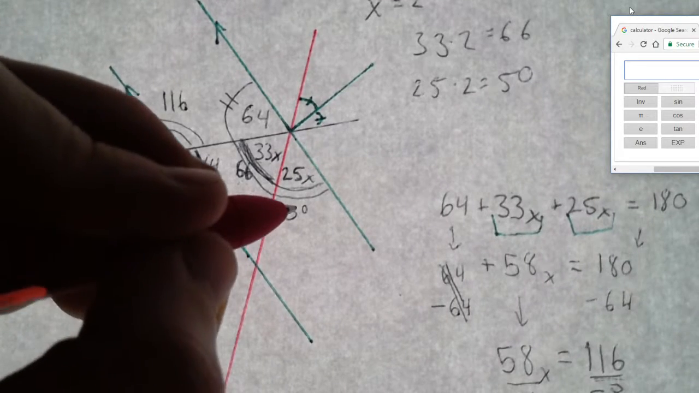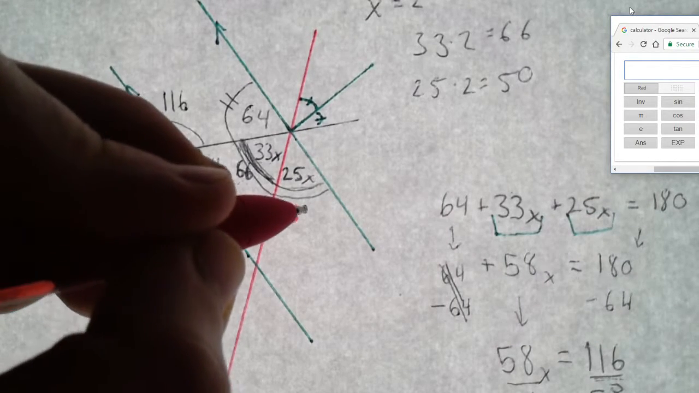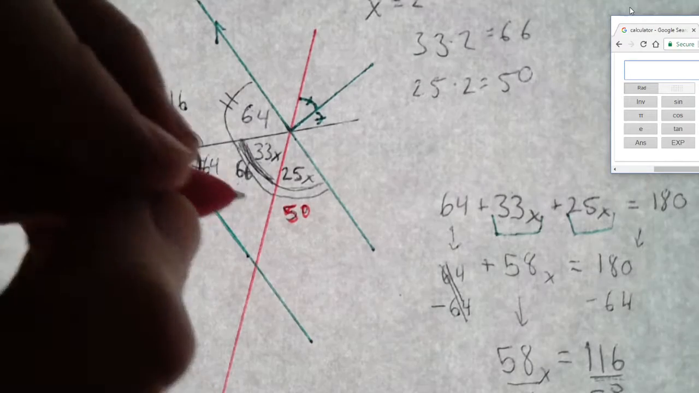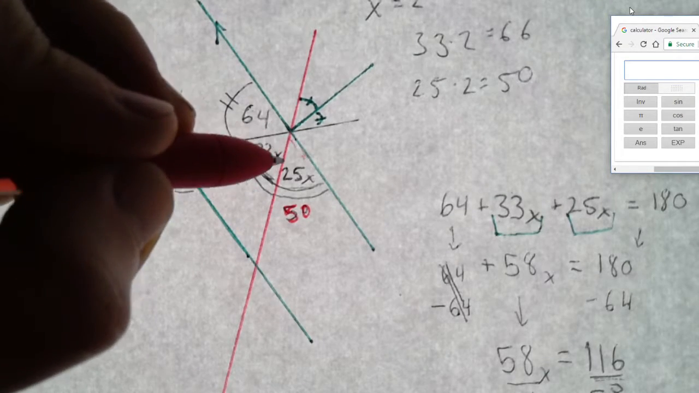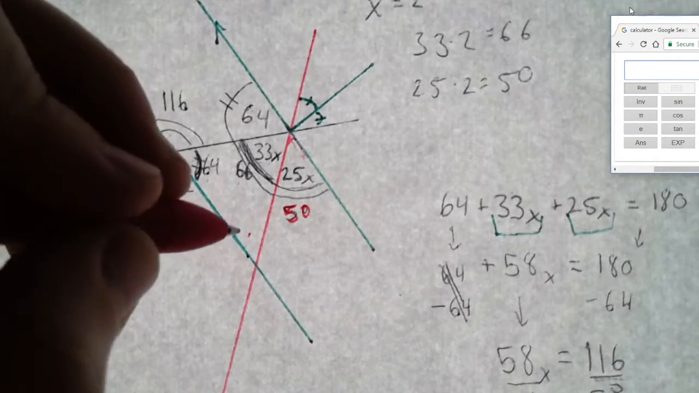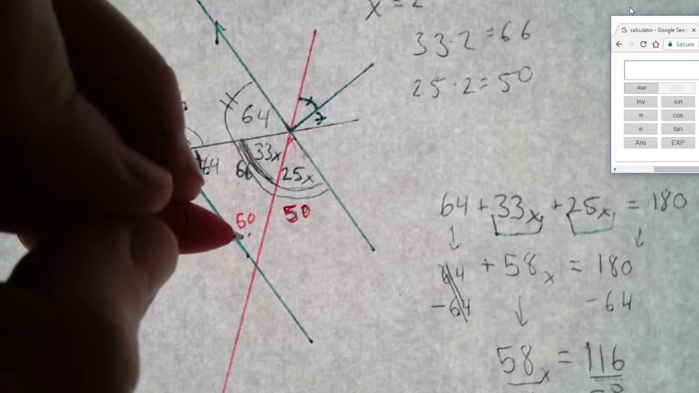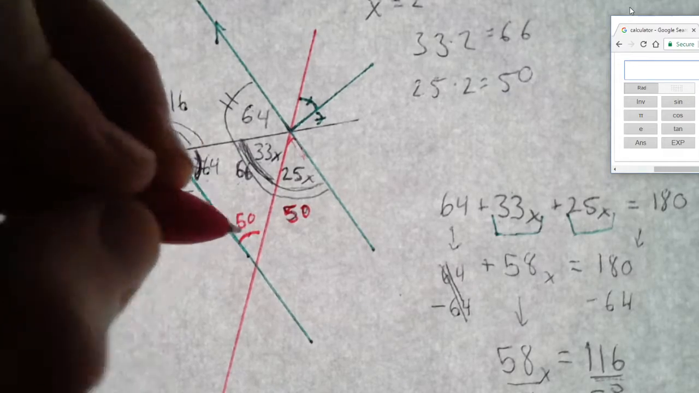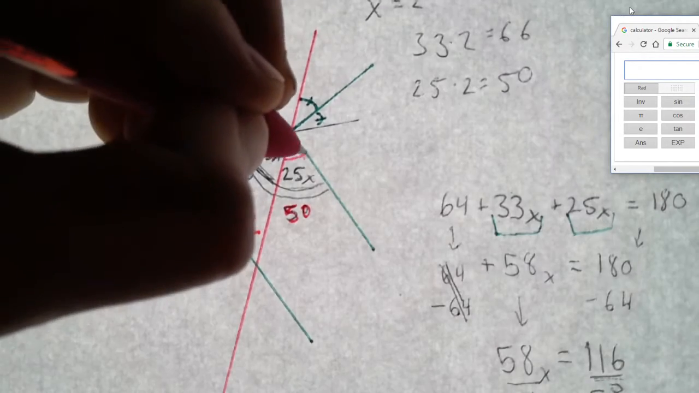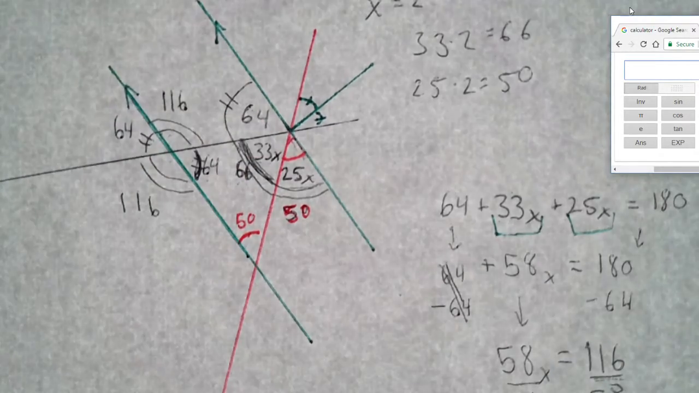Well, I know that my 50 here is the alternate interior angle to this right here. So that's got to be 50. Oops, sorry about hitting the mic. I'll use one red hash mark there to match up with the one red hash mark over here.